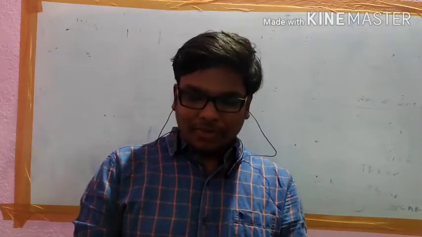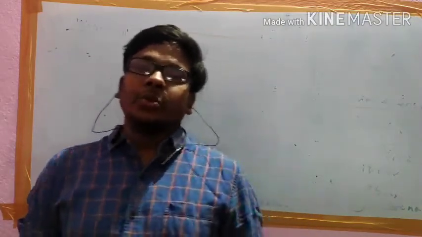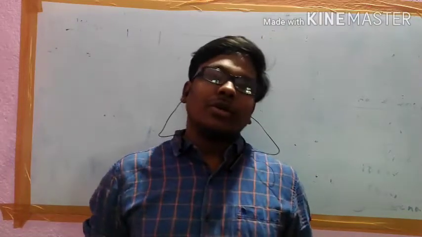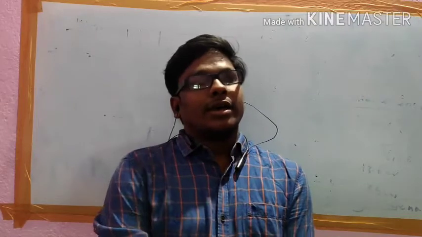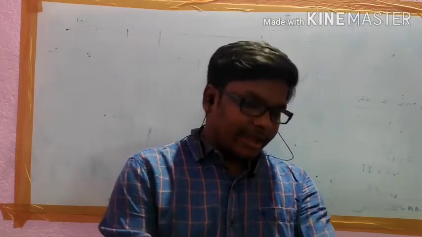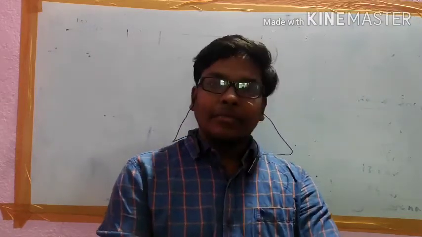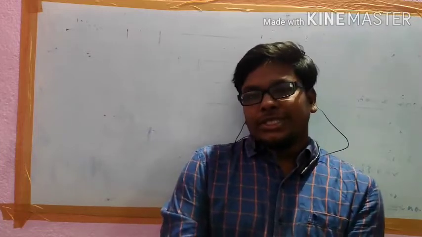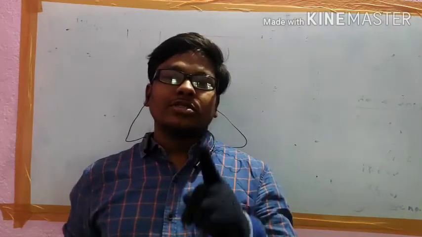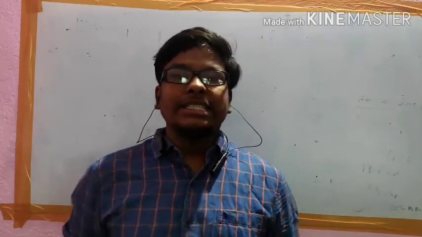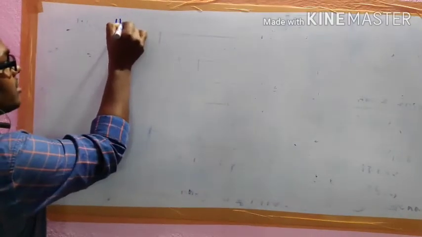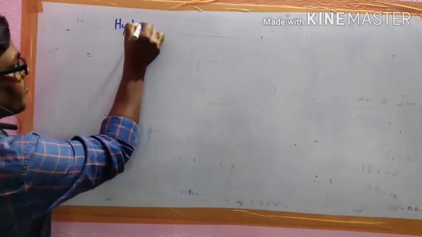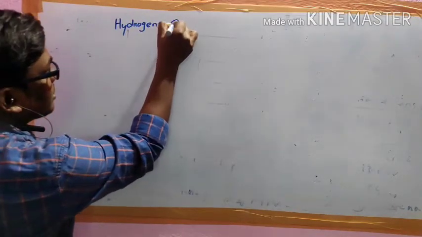Up to now, we have completed Bohr's atomic model, then excitation energy, ionization energy, and after that the energy level diagram. So today, the last concept of atomic physics, that is the hydrogen spectrum and spectral series. So let's start. Hydrogen spectrum.